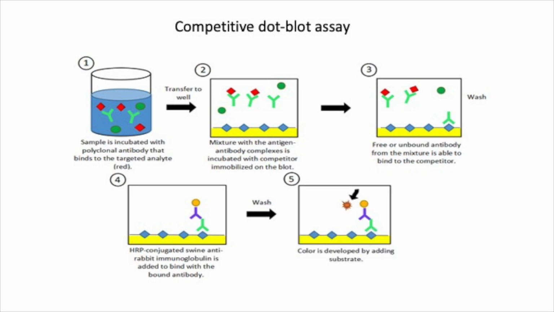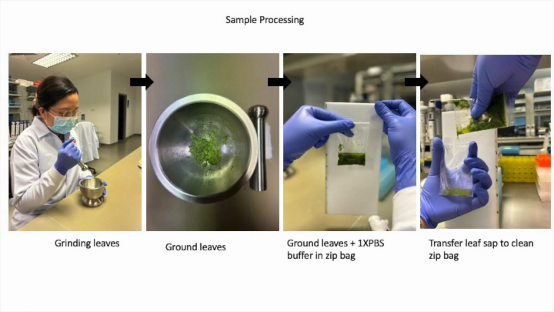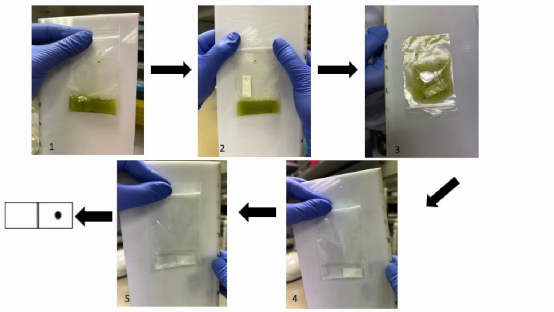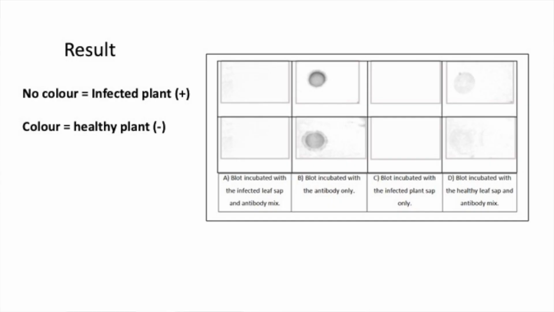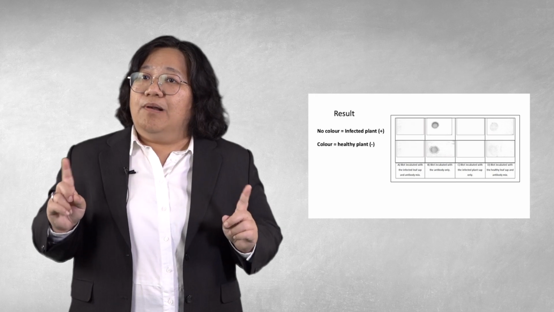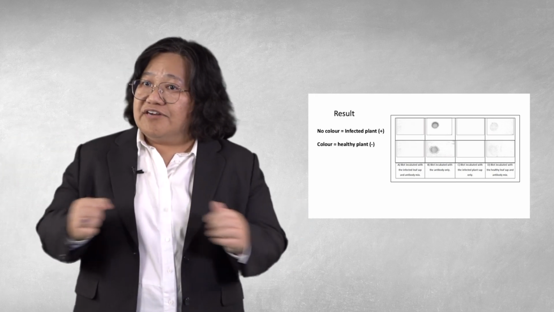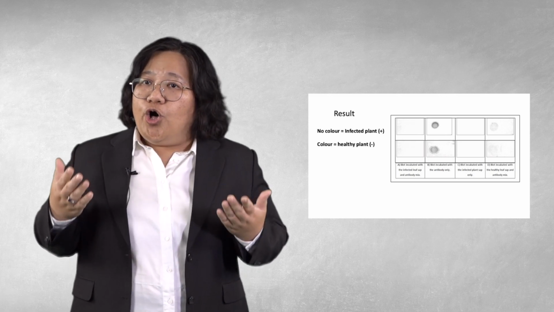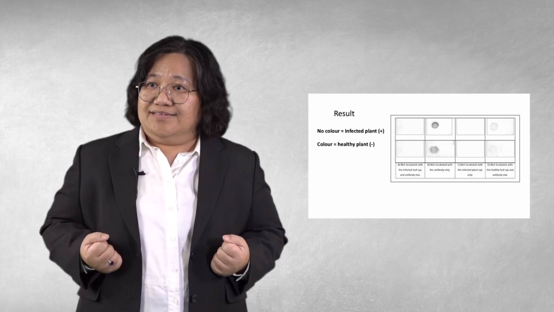and color is developed by addition of chromogenic substrate. Prior to the assay, the leaf sap is prepared from the plant leaves by grinding. This whole process is designed and optimized as an on-site detection. The result we are expecting is that the more antigen present in the sample, the less antibody is available to bind to the recombinant antigen on the blot. Therefore, if the mixture is prepared with plants infected with Tungro, the blot will deposit no color. In contrast, color will be detected on the immunoblot with healthy plants.